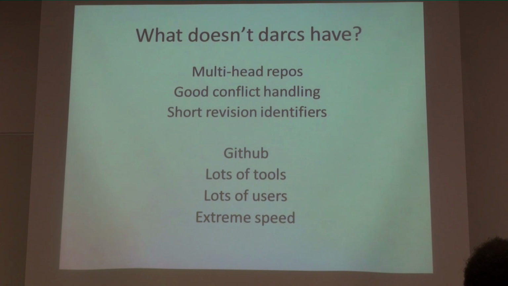Right. So yes, it is quadratic. Yes, it's the product. If you've got two branches, 100 changes on each side that are unique to that branch, then 100 times 100 will be the amount of work Darcs has to do to merge those changes. I don't think that's such a big problem in practice.